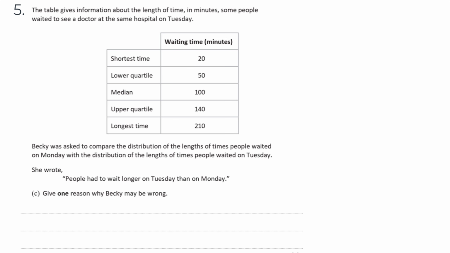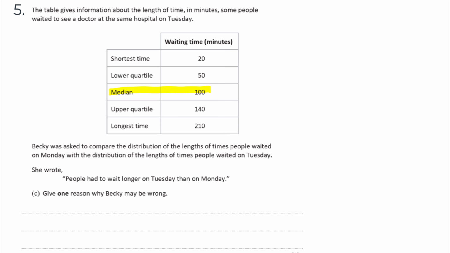Yep, she's right. For part C, we've got an additional data table here. So the table gives information about the length of time in minutes some people waited to see the doctor at the same hospital on Tuesday. So we've got the shortest time, the lowest quartile, the median, the upper quartile, and the longest time. Becky was asked to compare the distribution of the lengths of times people waited on Monday with the distribution on Tuesday. She wrote that people had to wait longer on Tuesday than on Monday. Give one reason why Becky may be wrong. Well, I think the first thing I'm going to say is the median. The median is 100 here. So on average, the people on Tuesday waited 100 minutes, whereas on Monday, on average, the people waited 120 minutes. So it seems to me that on average, people actually waited less time on Tuesday than on Monday.